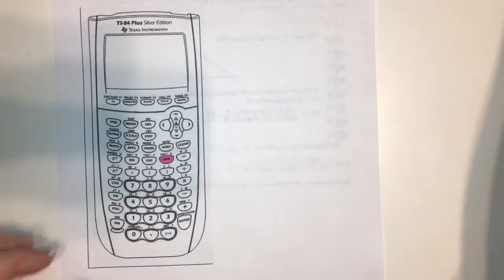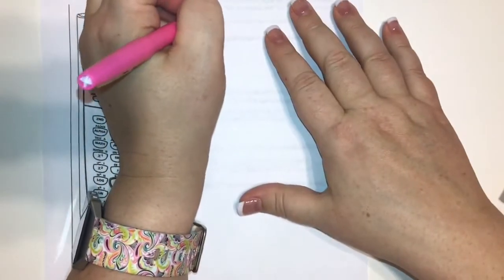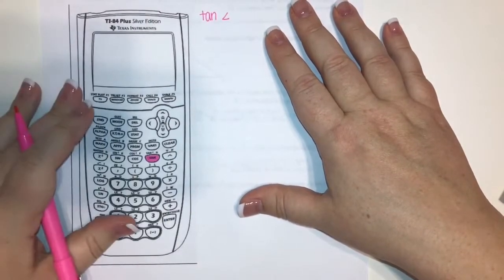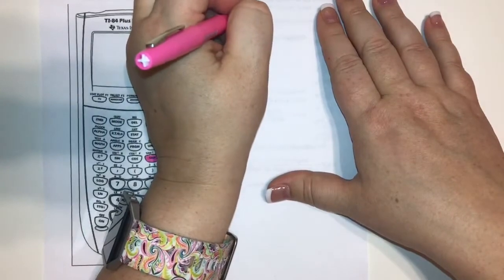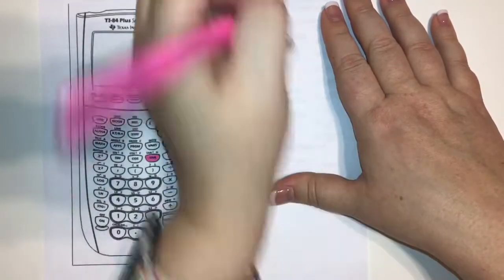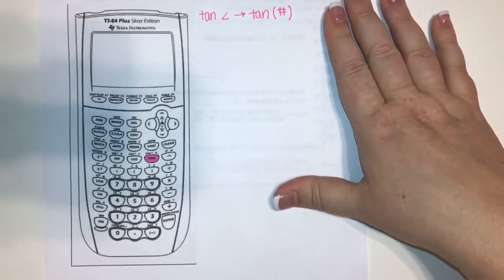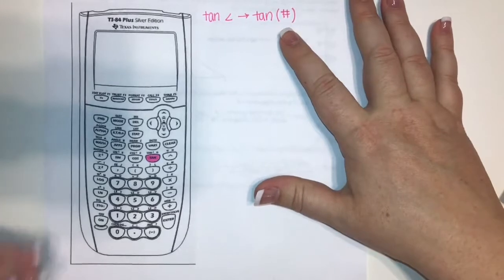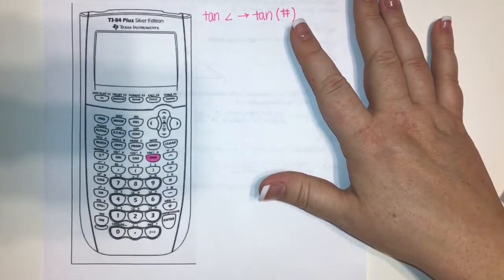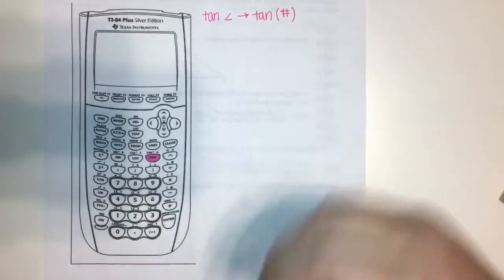So I'm going to take the same color, pink, and over here I'm going to write tan of an angle. So what we do in our calculator is we push the tan button, and then it's going to open parentheses, and then we just put our number in, and then we close parentheses. And this is our angle. So make sure that you're using the right number. Be sure not to put any of your side lengths in there. That will definitely give you the wrong answer.